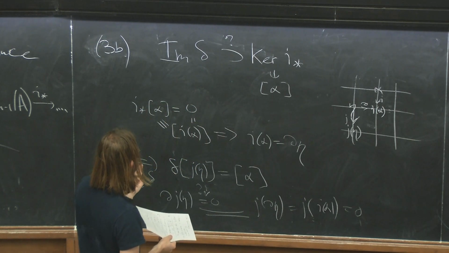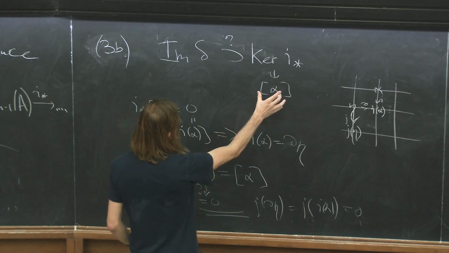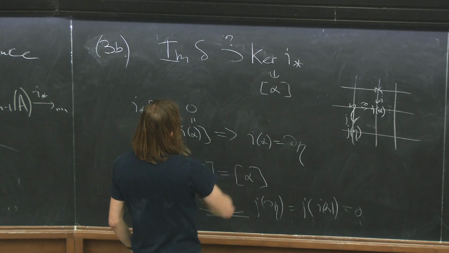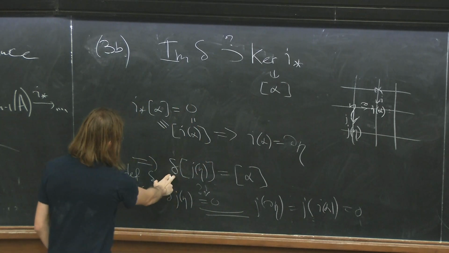Well, okay, we are done because this is what we wanted to show, right? We started with some arbitrary class in the kernel of I star, and we showed that it's a delta of something.